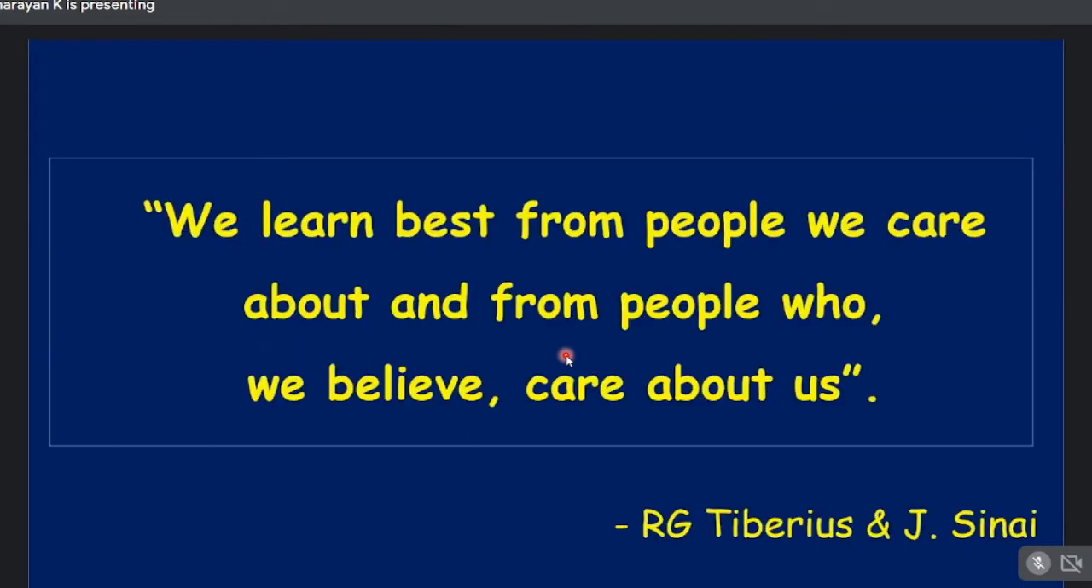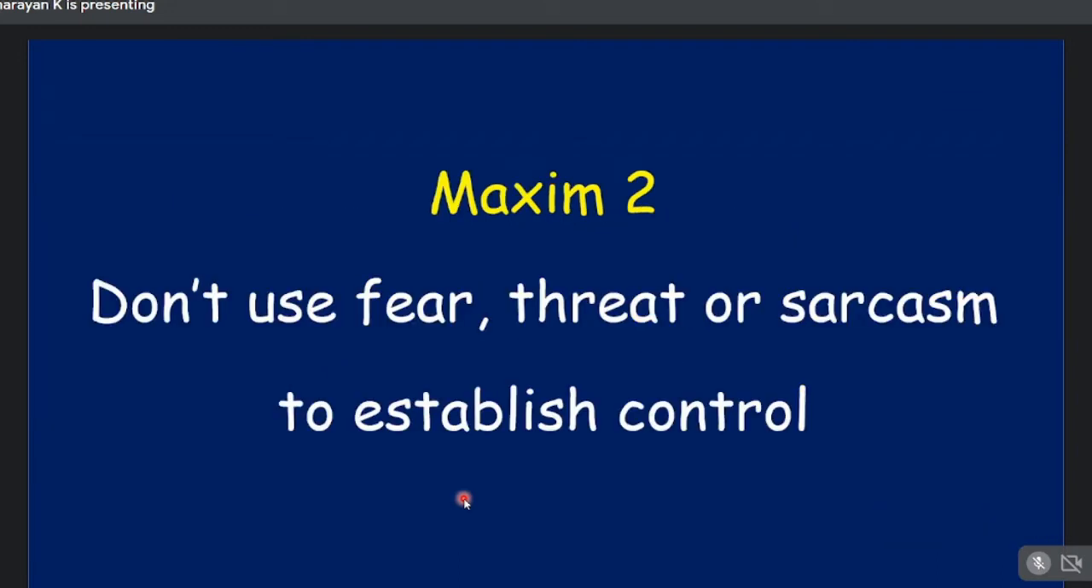We learn best from people we care about and from people who we believe care about us. Ultimately, it is that. Whom do we learn from most? Those whom we love, whom we look up to, whom we look forward to being with. These are the people, and therefore can we create that relationship that will make your students look up to you. They enjoy being with you. They will naturally learn when they are with you.